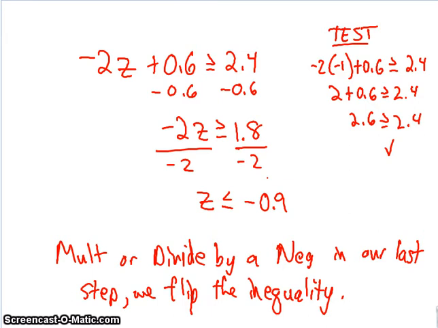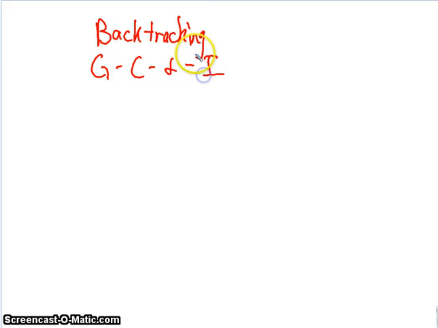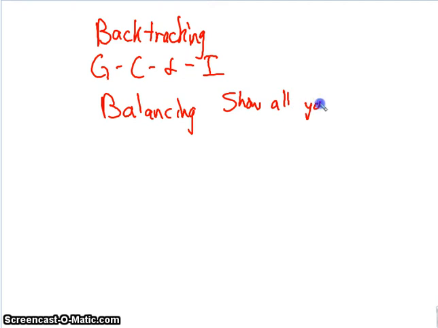Okay, last slide. Backtracking. Know it. Guess, check, and improve. Know how to do it. Balancing. You can be good at it, but it's not going to help you in math. But you have to be able to balance an equation. Show all your steps. Show one at a time.